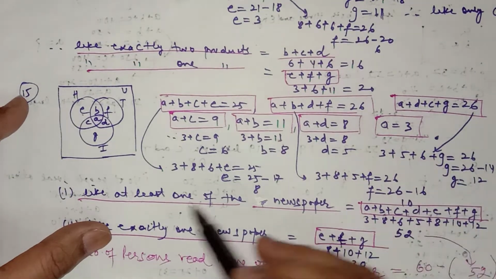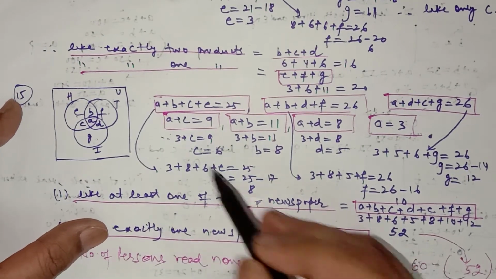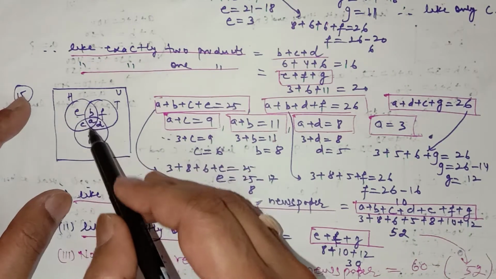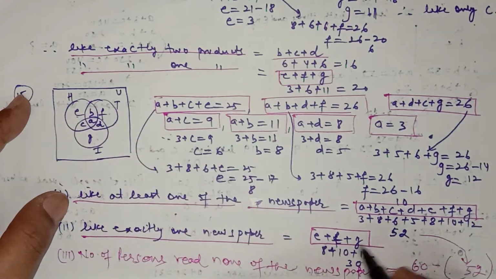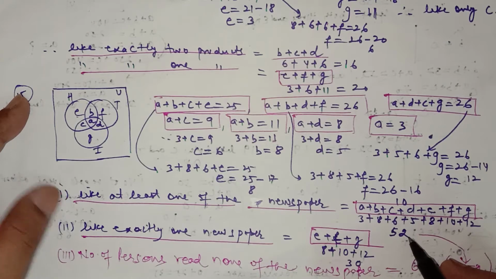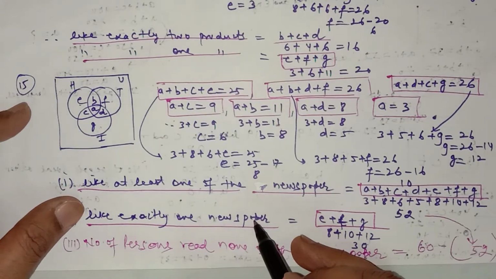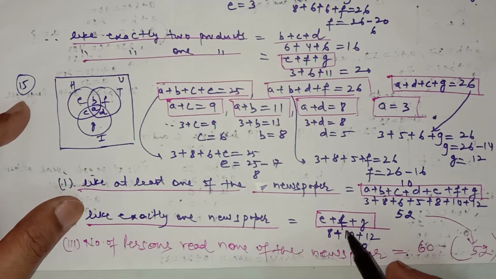Now it is being asked how many persons like at least one of the newspapers. At least one means they are reading either only one newspaper, or 2 newspapers, or all the 3 newspapers. It means you have to find A plus B plus C plus D plus E plus F plus G. Now how many like exactly one newspaper, as we have done in question number 16? Exactly one is E plus F plus G.